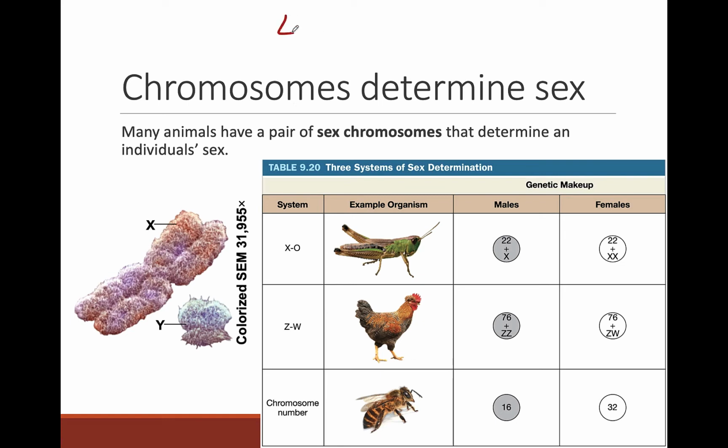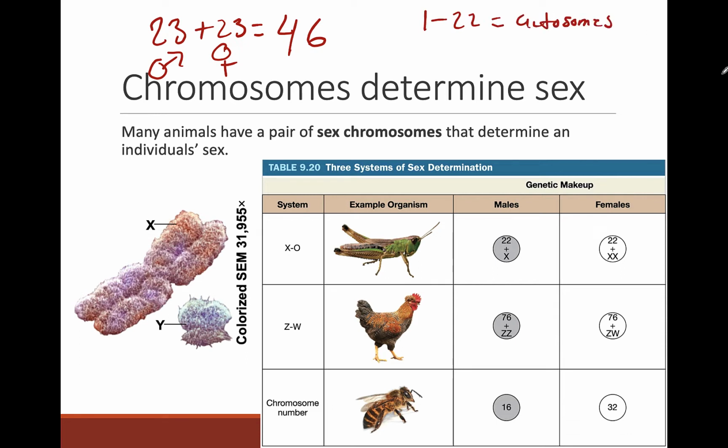Humans usually have 46 chromosomes, arranged in pairs of 23. You get 23 chromosomes from one parent and 23 chromosomes from the other parent. Of these pairs, the first 22 pairs are called autosomes, and the last pair are the sex chromosomes, because they differentiate the sexes.